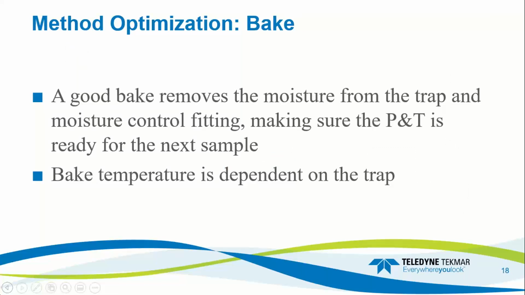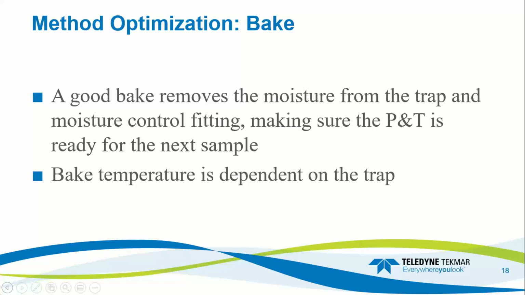Bake removes all the moisture that we have accumulated in our system during the purge and trap process, so that we can continue to remove water from each sample to follow. Our bakeout also helps with preventing carryover. The temperature that we use for bake is dependent on our trap, so we want to make sure that we don't overheat our packing material, causing a breakdown of our absorbance. Areas of optimization here would be the length of bake and the temperature.